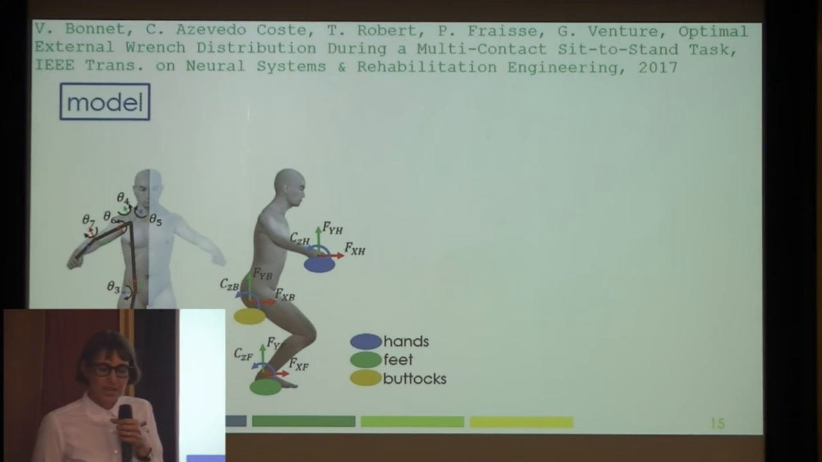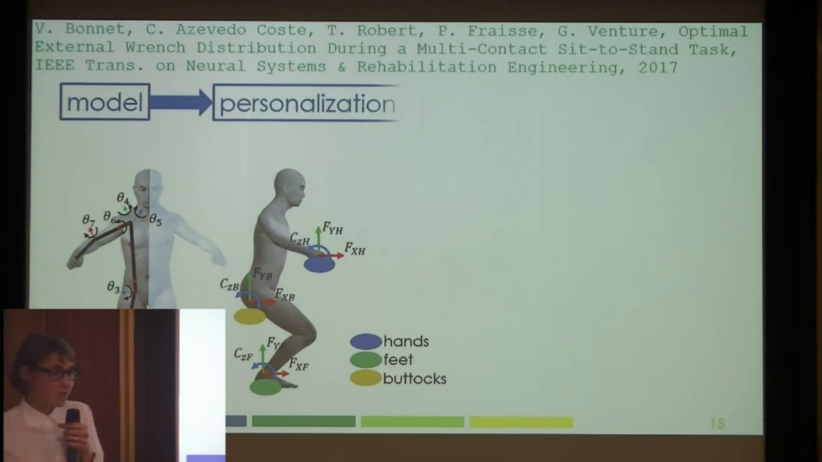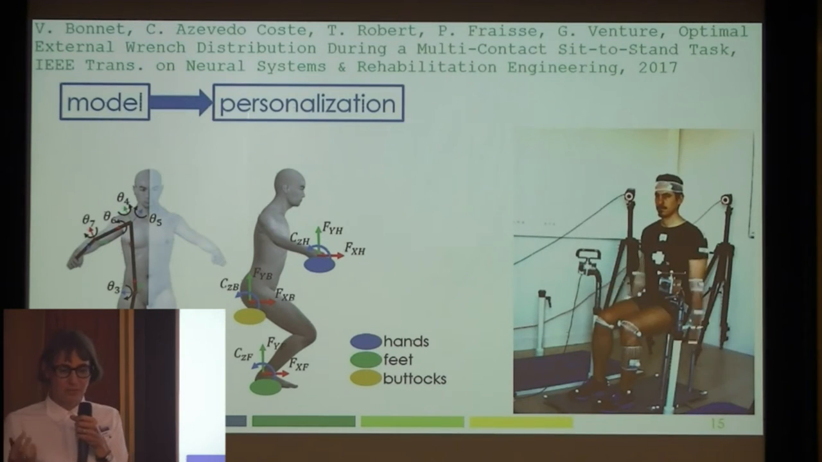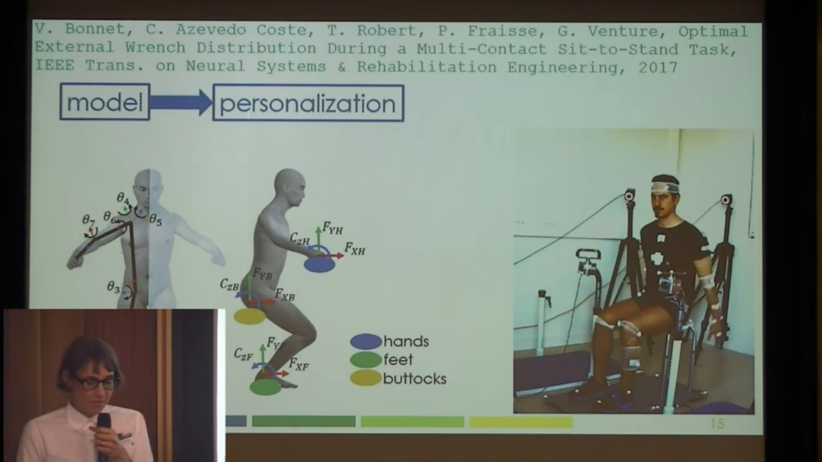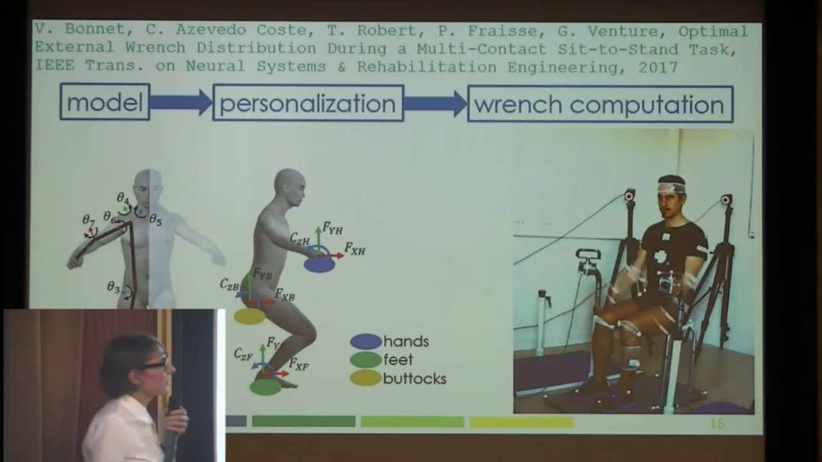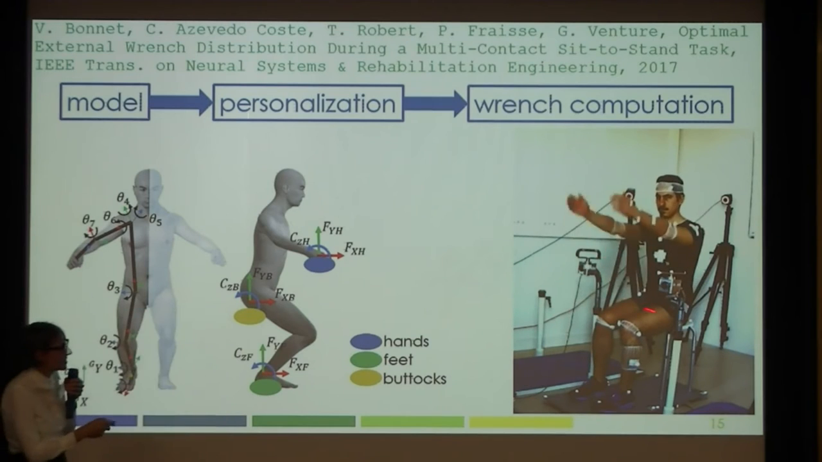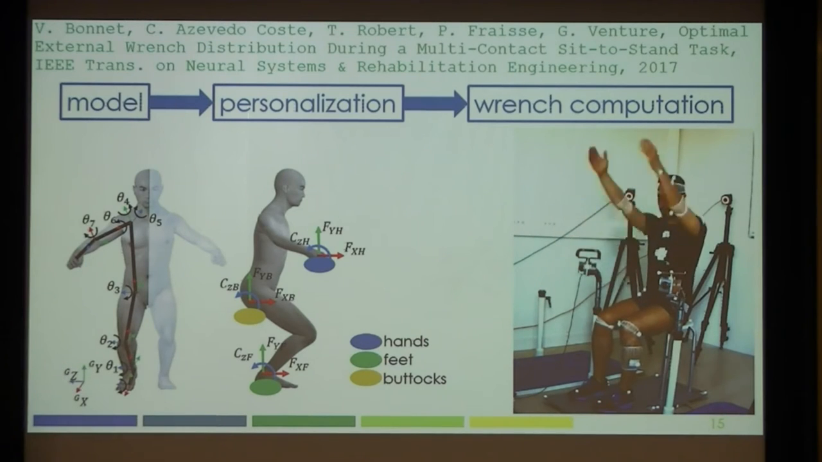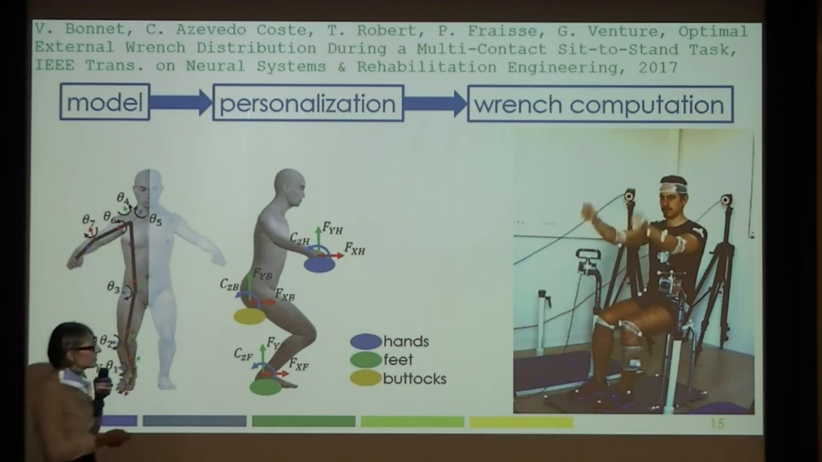We start with our model. We do the personalization, so we have a very specific, individual, model-specific dynamic model. And then from that, we do the range computation. So this is just the experimental setting for the testing. We measure the force with the force plate, of course for the calibration, the dynamic calibration, but also after that for the cross-validation of our results.